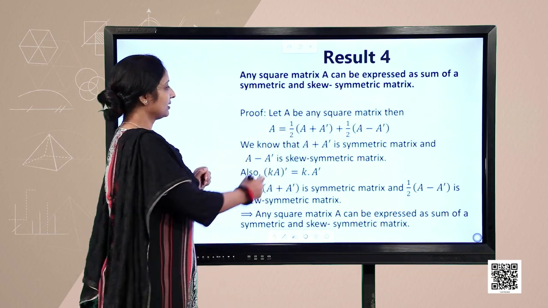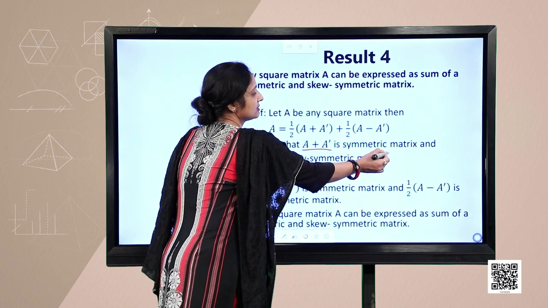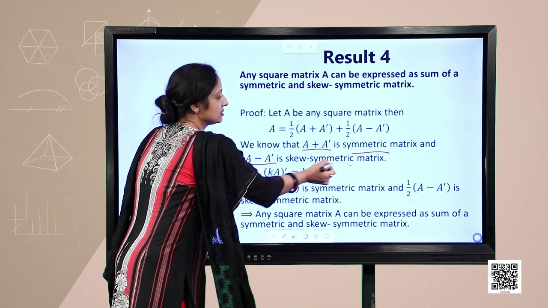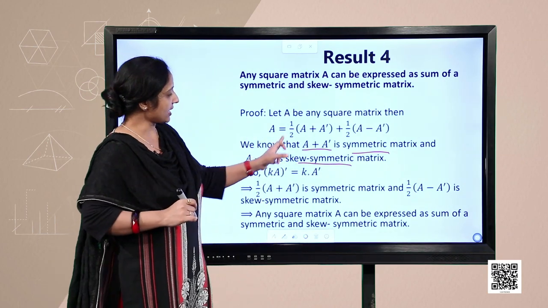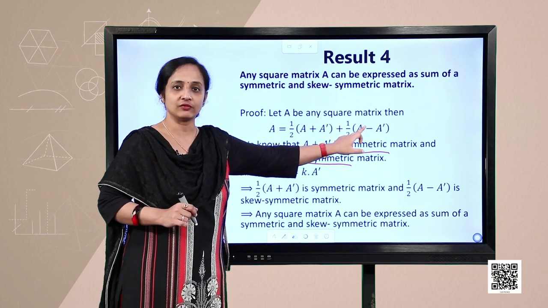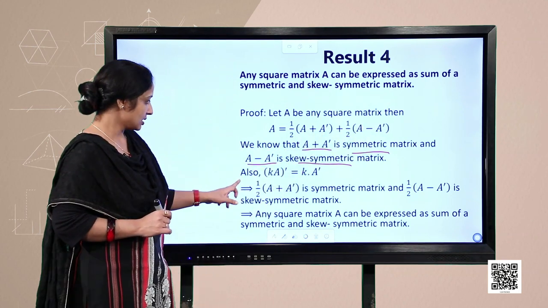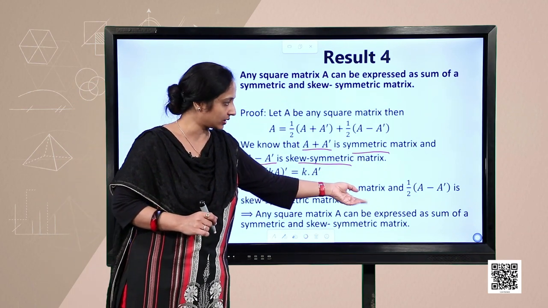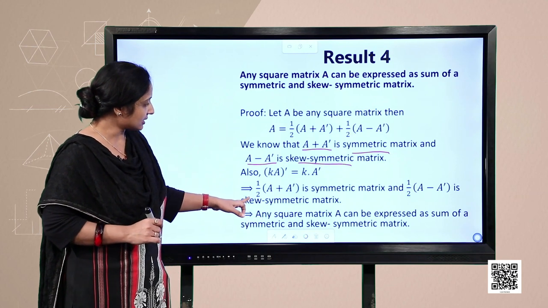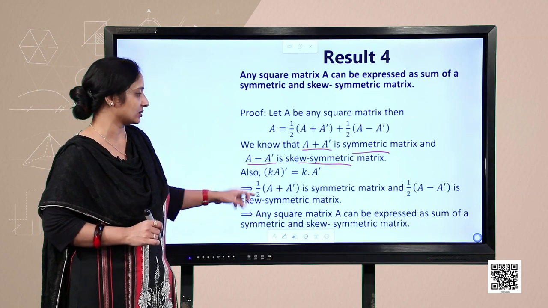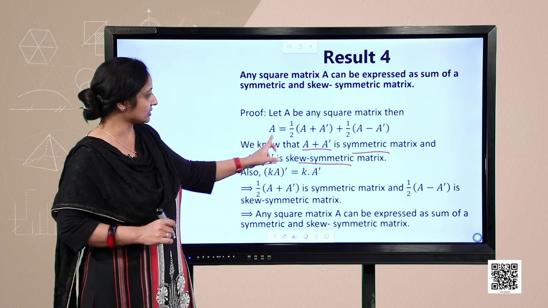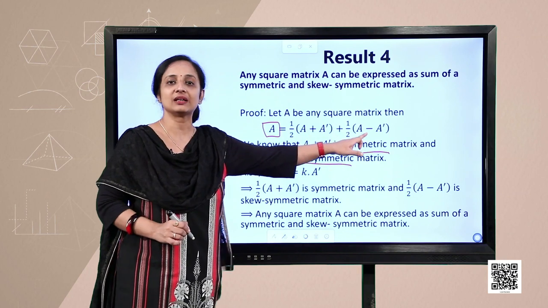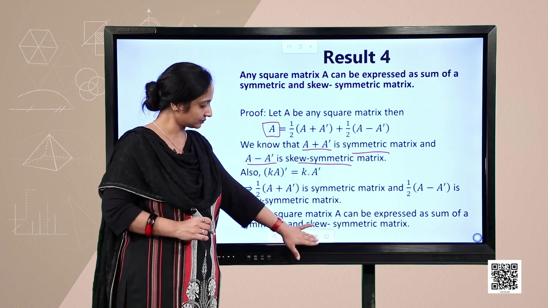We have just studied that A plus A transpose is a symmetric matrix while A minus A transpose is a skew symmetric matrix. So A can be written as the sum of one symmetric and one skew symmetric matrix. Half of A plus A transpose is symmetric because half is a scalar quantity, it's not going to affect its nature. Similarly, half of A minus A transpose is a skew symmetric matrix. So any square matrix A can be expressed as the sum of one symmetric and one skew symmetric matrix.